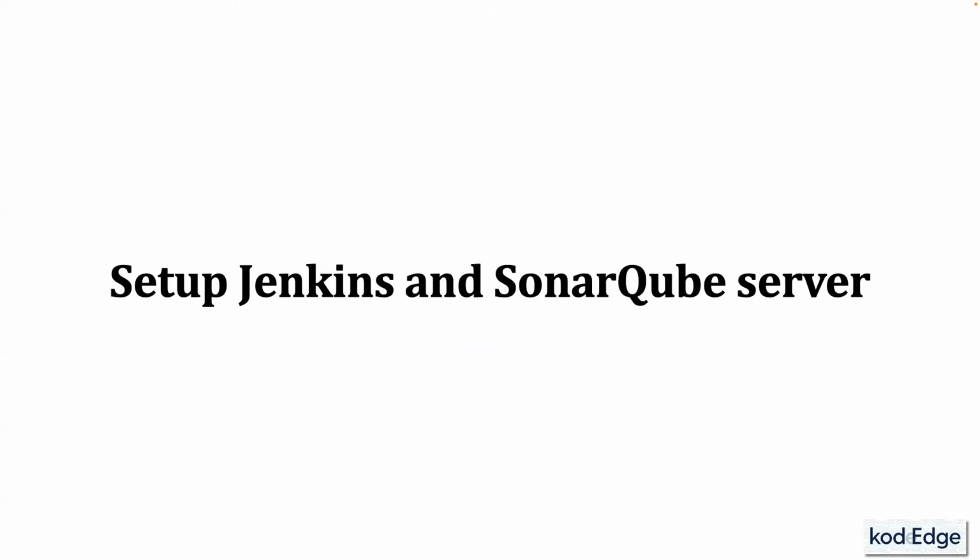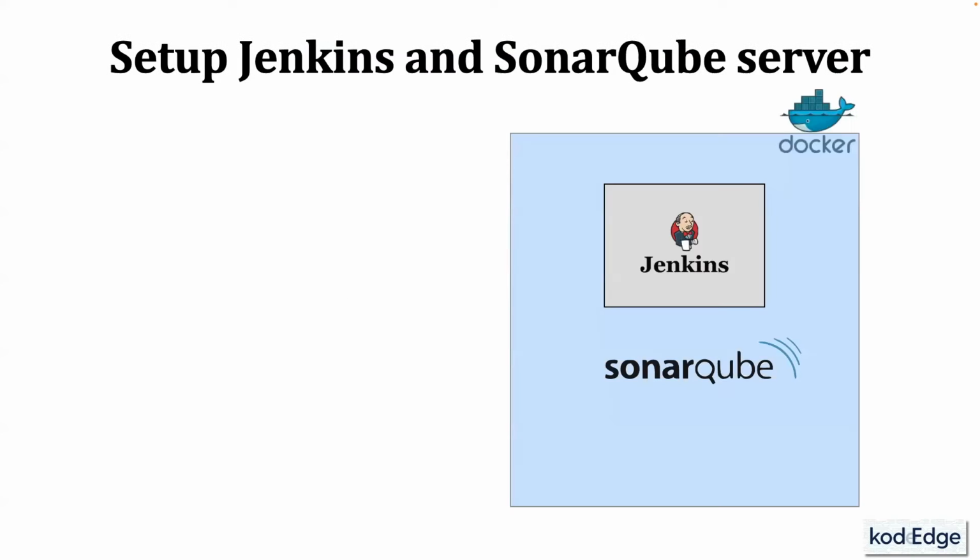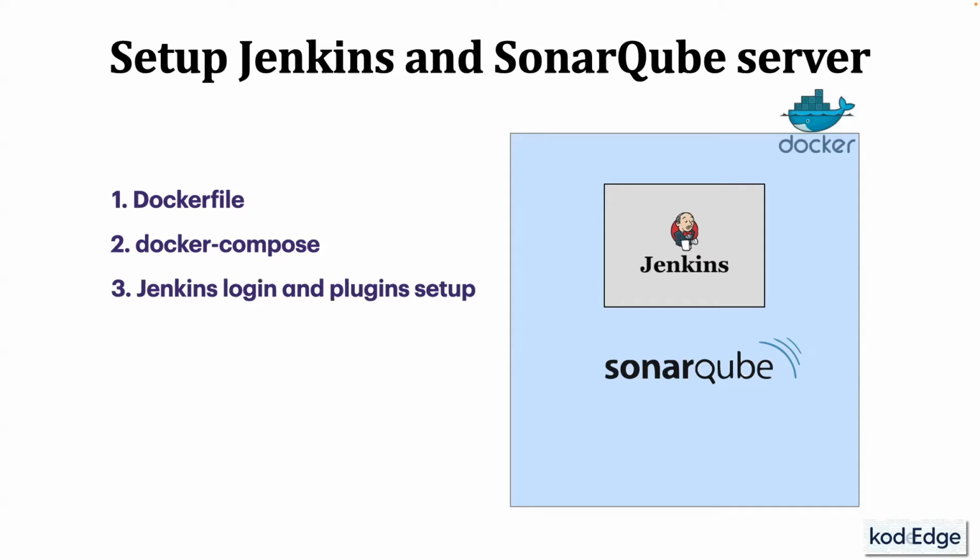Set up Jenkins and SonarQube server. We will run both Jenkins and SonarQube on local Docker environment. For that purpose, first we will develop a Docker file for Jenkins. Next, we will create a Docker Compose file that will set up a Jenkins, SonarQube server and its database within the Docker. When Jenkins is up and running, we will configure the Jenkins login and set up the required plugins. After that, we will integrate the SonarQube server with the Jenkins for code quality analysis.